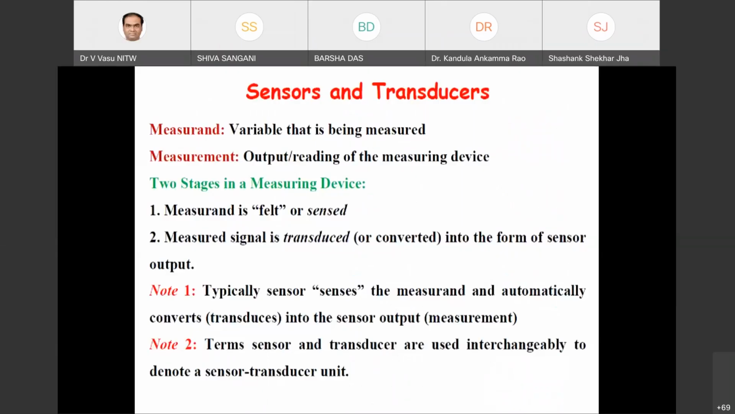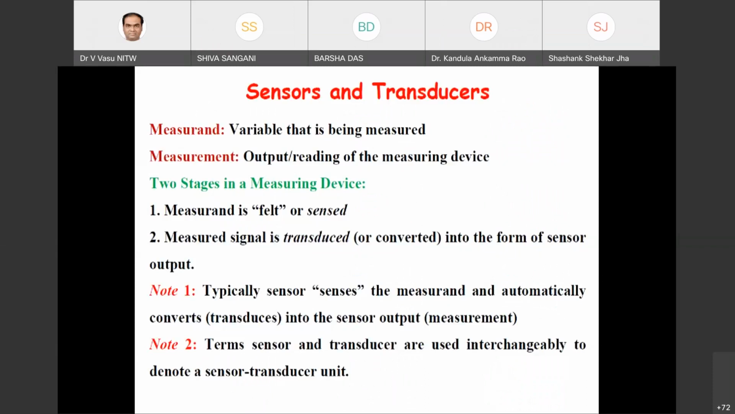The output reading of the measured device. So we are going to have two stages in the measuring device. The measurement is felt by a sensor, and the measured signal is converted into the form of sensor input. We have to note these two important notes.